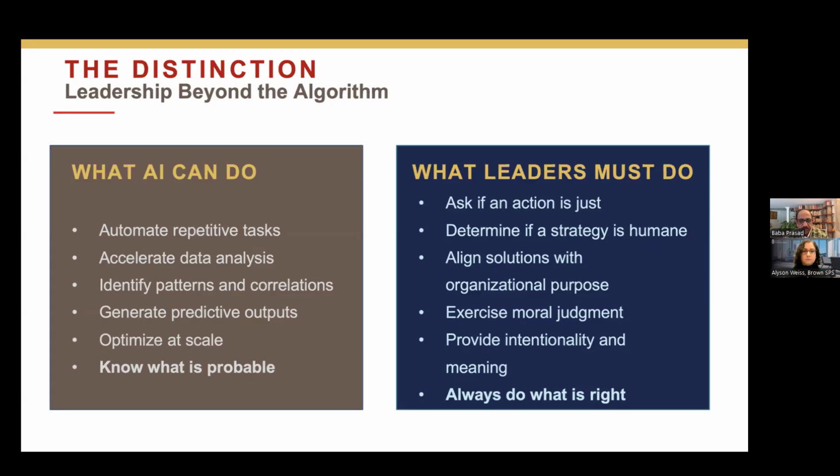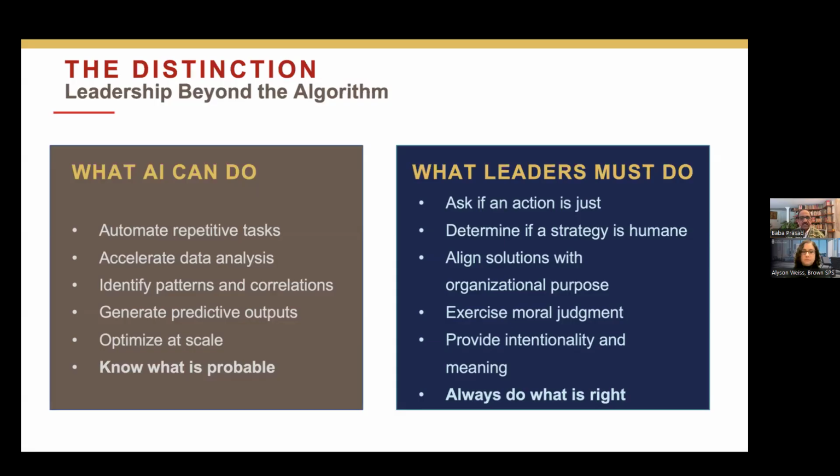What leaders should do, though, is every time an action is proposed, ask if that action is just. Is it meeting the demands of social justice, human justice, or just plain ethics? Is it in the organization how human relations work? So ask if that action is just. Second, determine if a proposed strategy is humane. Is it hurting somebody? Is it harming somebody? These are questions that should be asked by humans.